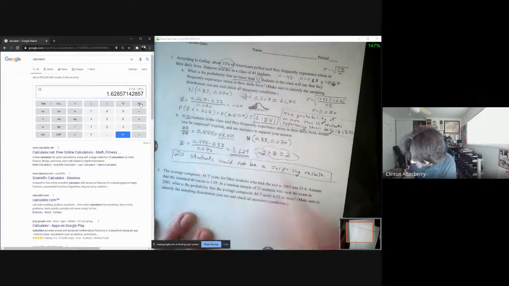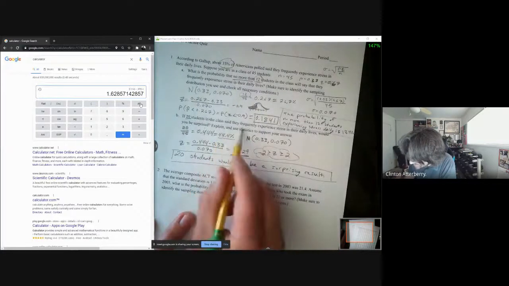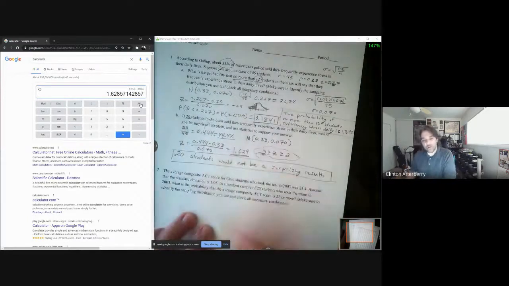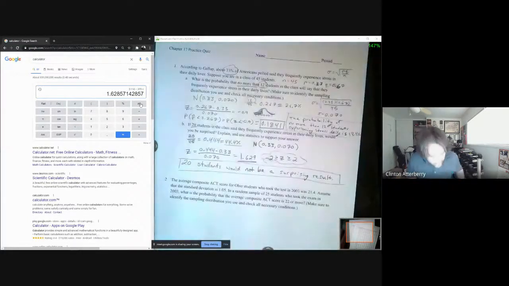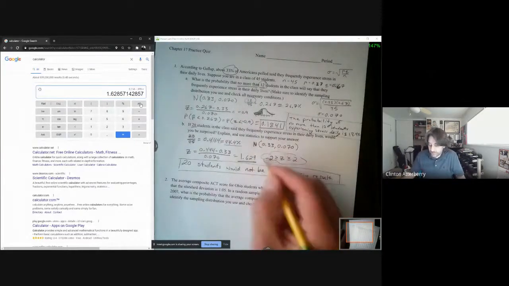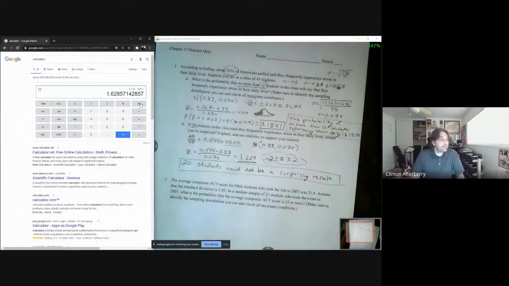So once again, explain and use statistics to support your answer. Here's me explaining it. This is my stats to support it. If you do not support your answer with statistics, then that question will be wrong. You have to have numbers to support your answer. All right.